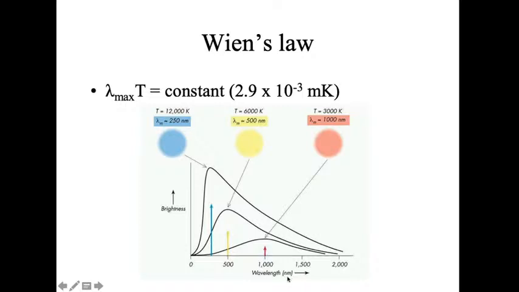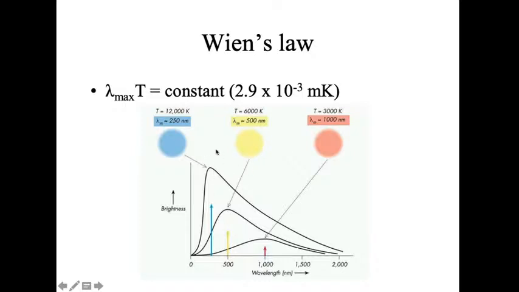And pay attention to units. These are nanometers, right? We got to remember nano is times 10 to the negative 9. And we're working in Kelvin, always in Kelvin. Well, here it's meters Kelvin, not millikelvin, right? Because we want our constant to have the same units, meters from our wavelength and Kelvin from our temperature.